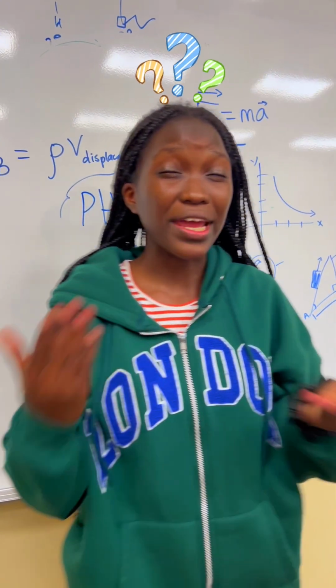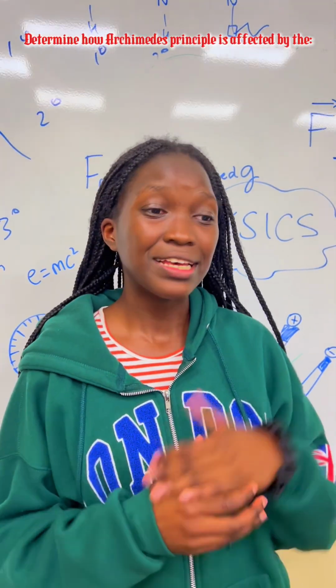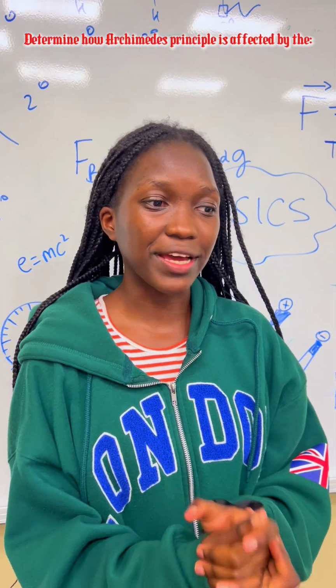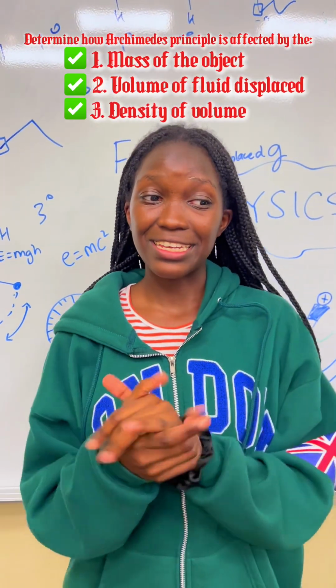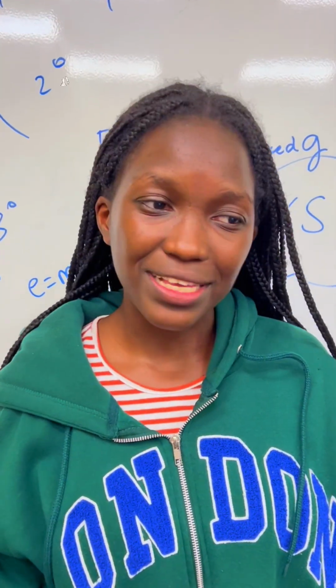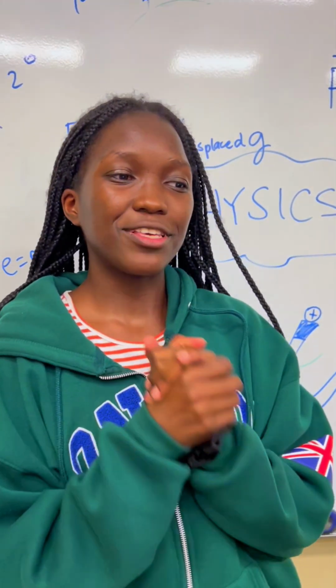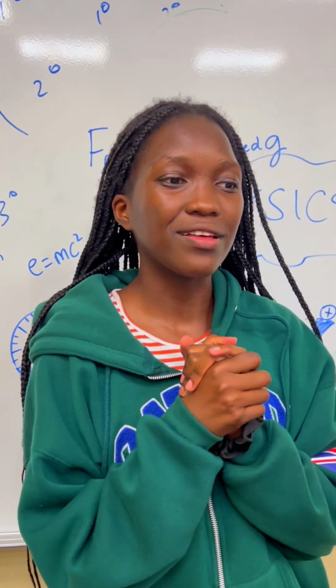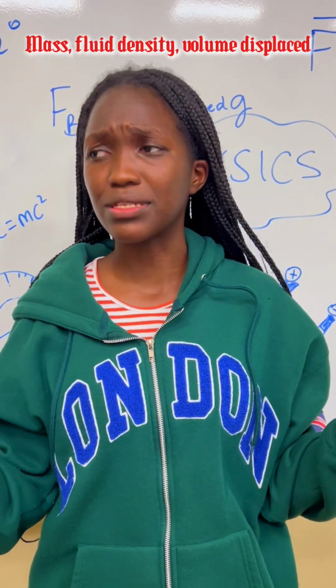Now, why did we do this lab? The objective of the lab is to determine how Archimedes' principle, specifically buoyant force, is affected by the mass of the object, the volume of the fluid displaced, and the density of the fluid. Another goal of this lab is, of course, to create and execute methods and procedures that can be used to analyze the dependence of buoyant force on mass, fluid density, and volume displaced.